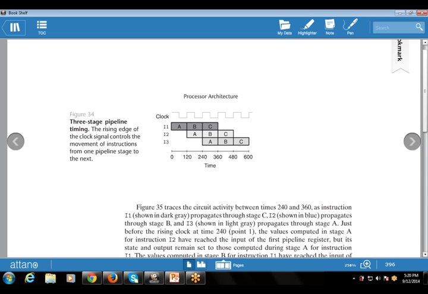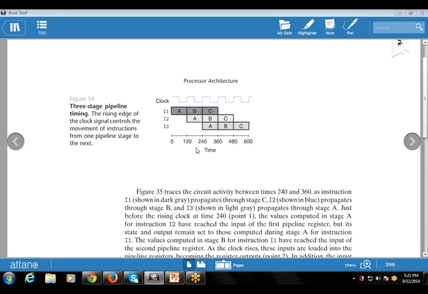Depending upon the clock signal, the rising edge of the clock signal controls the movement of instructions from one pipeline stage to another. So when A forwards the data to B, B processes the data and forwards it to C. In the same way, A processes, B processes, C processes. Then at last the final stage is over and the final instruction is carried out. This is your three-stage pipelining. Why three stage? Because there are three stages involved in the pipeline.